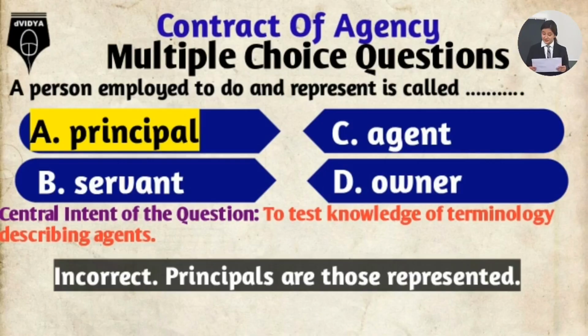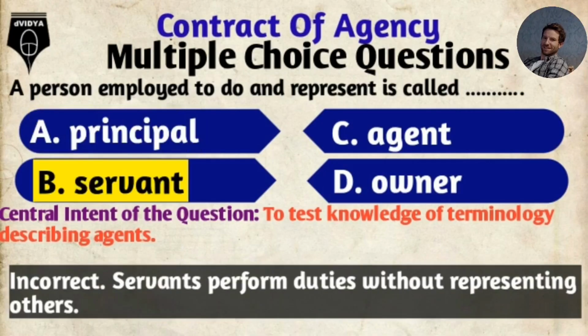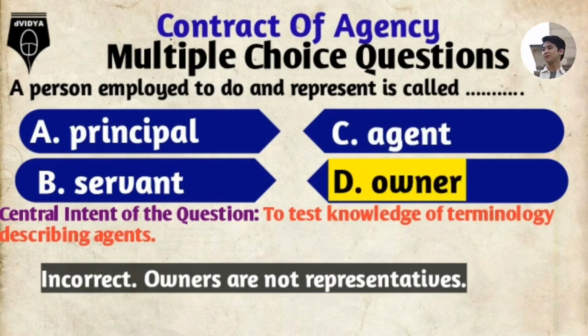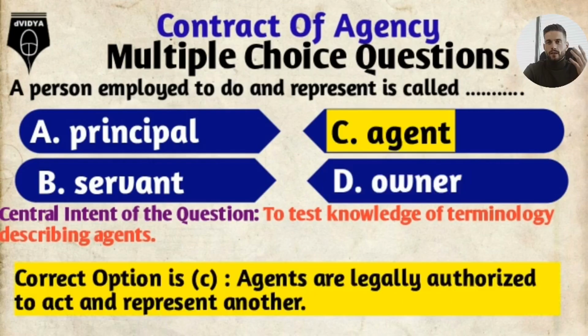Option A, principal. Incorrect. Principals are those represented. Option B, servant. Incorrect. Servants perform duties without representing others. Option C, agent. Correct. Agents represent principals in dealings. Option D, owner. Incorrect. Owners are not representatives. Correct option is C. Agents are legally authorized to act and represent another.